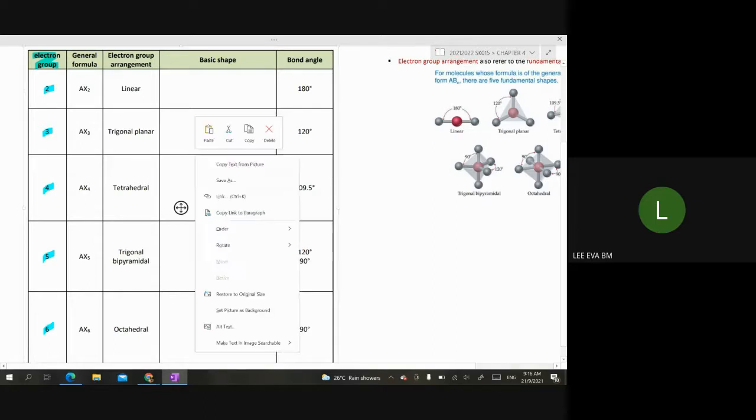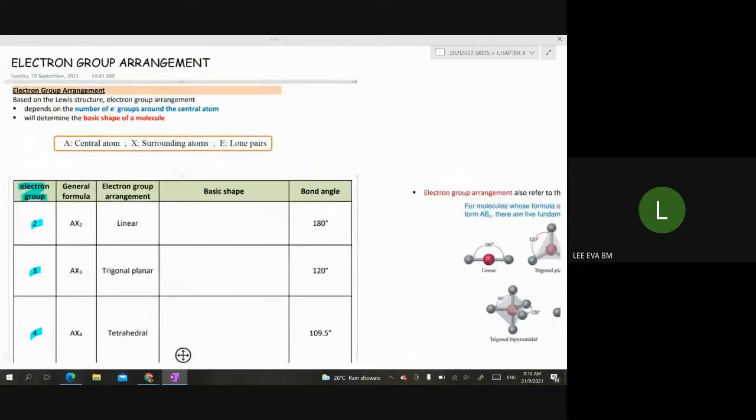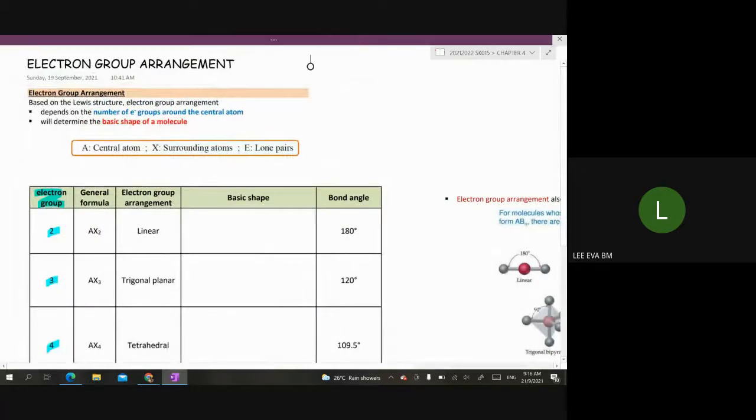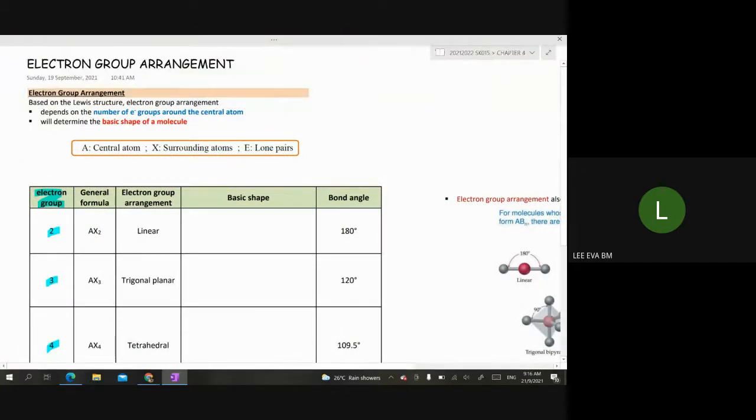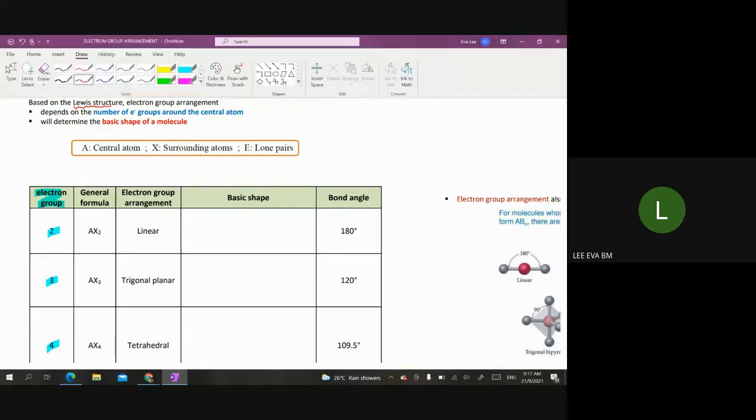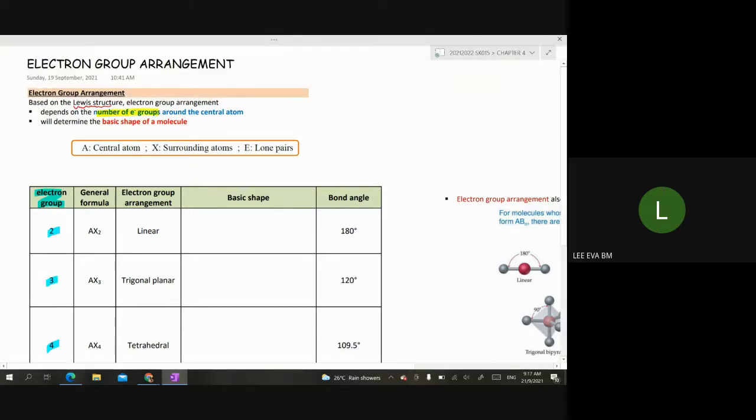Okay. So let's look at the top one, electron group arrangement. Once you know about electron groups, how many electron groups are there, then we want to see how we arrange these electron groups inside the molecule. Based on Lewis structure, nampak tak, kalau Lewis structure salah, electron group arrangement dia akan ikut salah. So Lewis structure kena betul. Based on these Lewis structures, electron group arrangement depends on the number of electron groups around your center atom, which will determine the basic shape of a molecule.